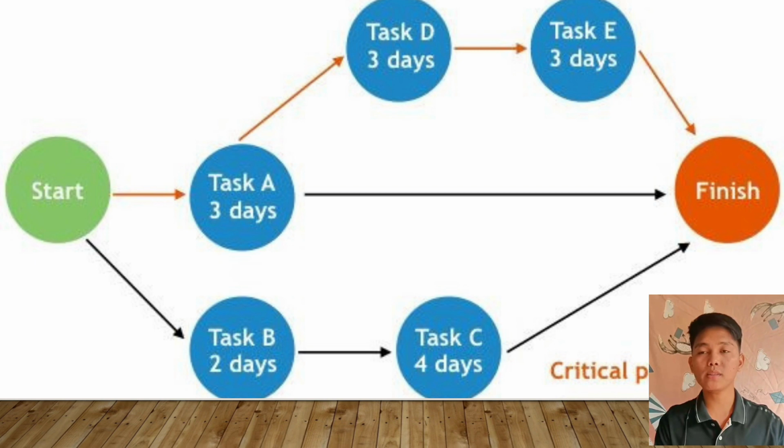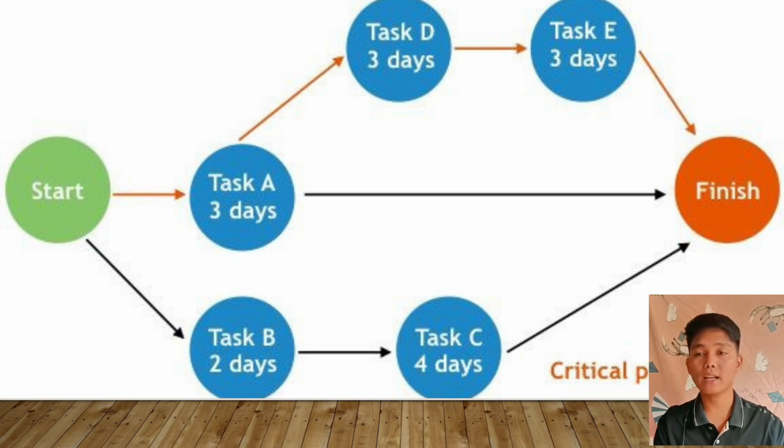So as you can see, we have the tasks A, B, C, D, E. To reach the required critical path of 9 days, we will start at task A with 3 days and task B with 2 days. To continue with task B, we have task C with 4 days. But task B and task C don't reach the critical path requirement, which is the 9 days, because task B and task C only equal 6 days.